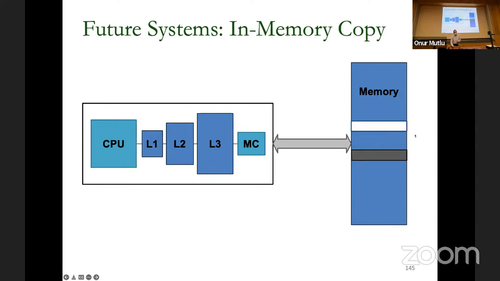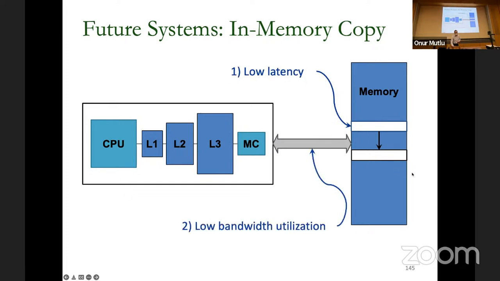But if you actually use operational principles of memory, you can do this relatively easily inside the memory. The idea is basically this: just do it inside memory without touching anything else in the system. Of course, you need to tell the memory to do this, and again, you can give that function to the memory controller. But if you can do it completely inside memory, this is low latency because you don't need to go through it, and you can exploit operational principles internally. This is low bandwidth utilization because you don't need to move any data over here.